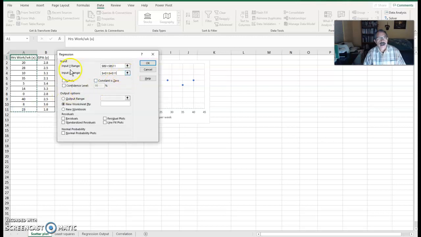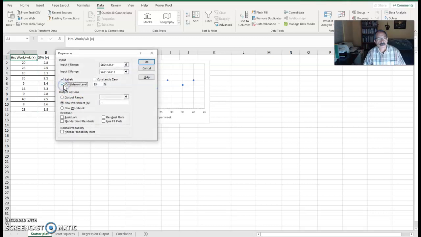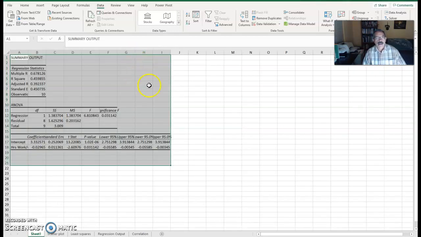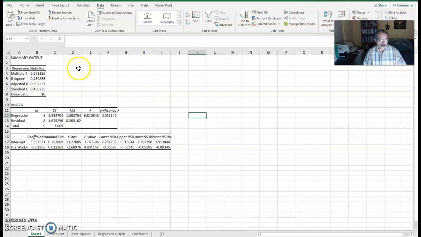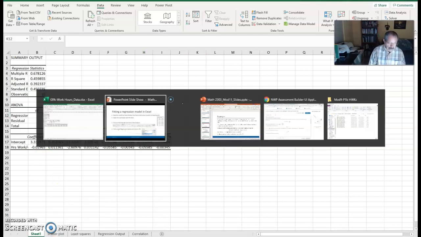value. And because we selected the labels of the columns when we did our selection, click on the labels. Also click where it says confidence level 95%, and notice that you can change it if you want to. In this problem, we're asking for a 95% confidence interval. That's what it is. And then leave the rest alone. So use the new worksheet for the output. All right. Once you've done that, click OK. And then this is the output that Excel produces. All right. I'm going to switch over to the slides.